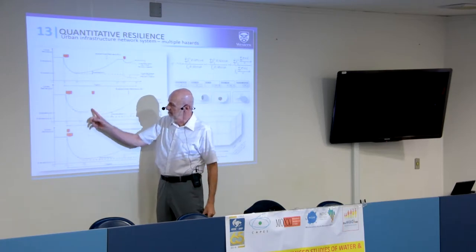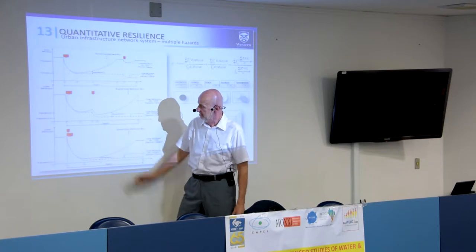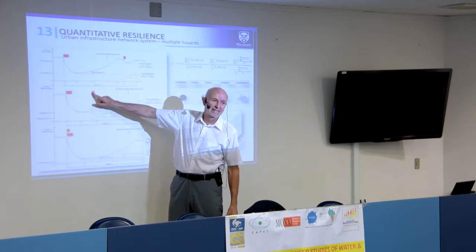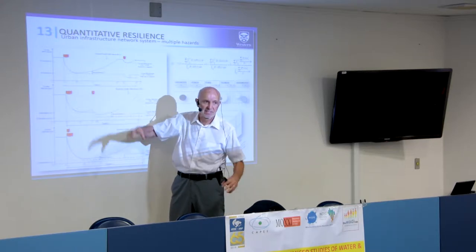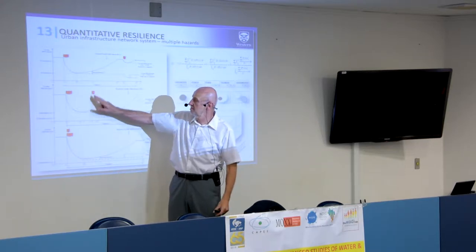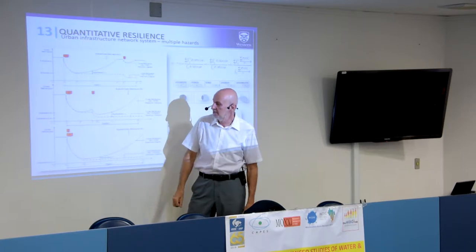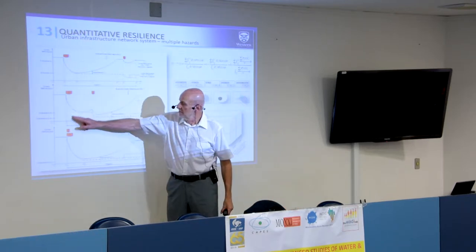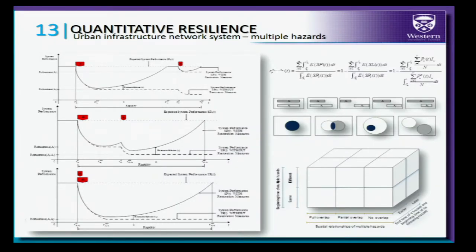So we have to determine the time of this hazard, and also the level of performance of the system when the second hazard occurs. And the resilience will be then the total area under these two curves.